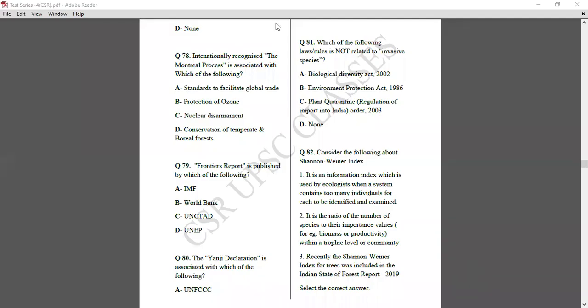So we'll be covering 20 questions today, 20 MCQs. Starting with question number 81. Which of the following rules or laws are not associated or not related to invasive species? Biological Diversity Act 2002, Environment Protection Act 1986, Plant Quarantine Regulation of Import into India Order 2003. All these three are related to invasive species. So the answer is none.